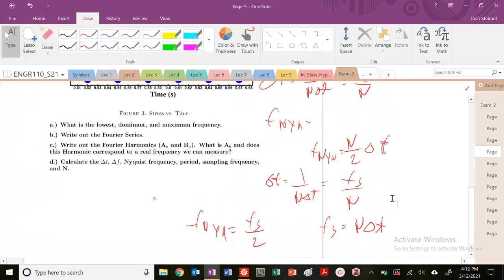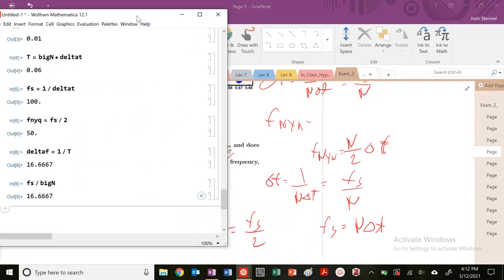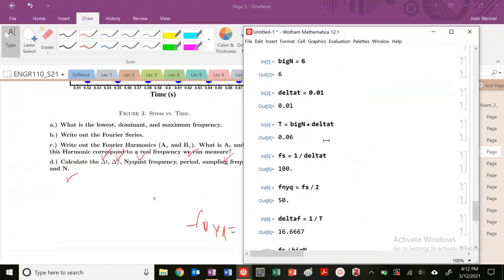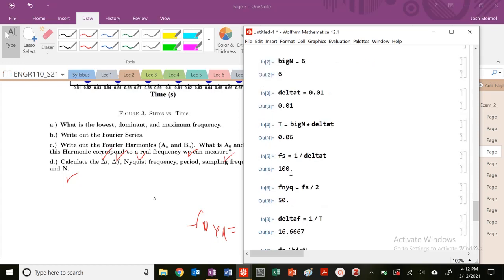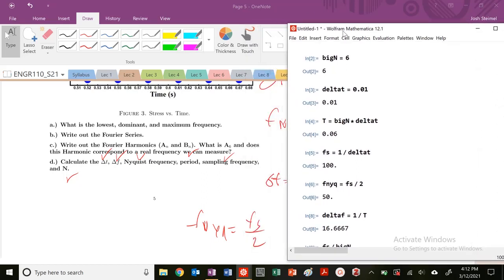So we've already calculated delta t. We've got delta f, the Nyquist frequency, the period, the sampling frequency, and N. Let's double check that we hit all those values, so we could calculate them without even having to read the problem. I've got my big N, my delta t, my f sub s, my f Nyquist, and my period. What else? I'm pretty sure we've got everything. We're going to be ready for this exam.